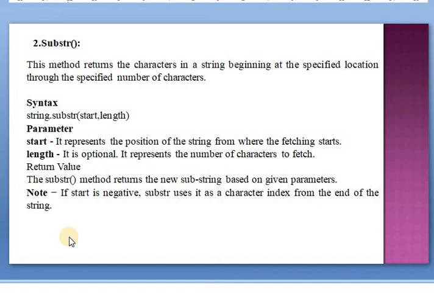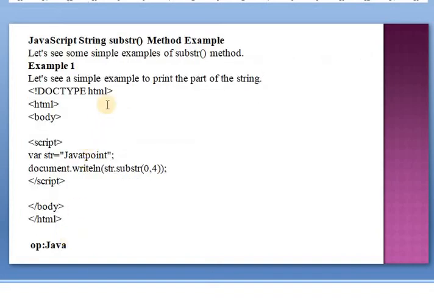Next point is the example of the substr method. Let us see some examples, that is a simple example of the substr method. This method prints part of a string. Here in this example, I am passing the string as "javatpoint" and here 0, 4. It starts from the 0th position and the length is 4.